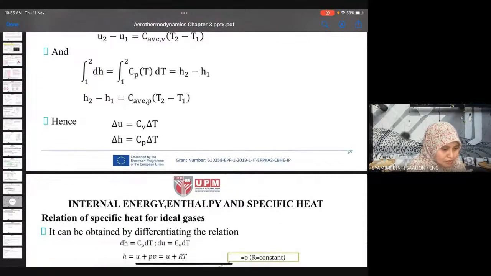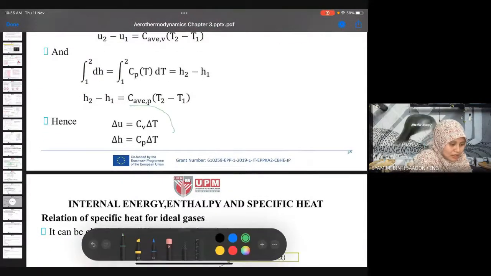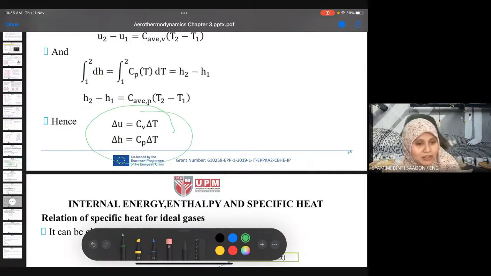So this is the one that we have to remember. Delta U, or dU, the differential value of U, is equal to Cv dT, or delta T, temperature. Or we can also use enthalpy, dH equals Cp delta T.